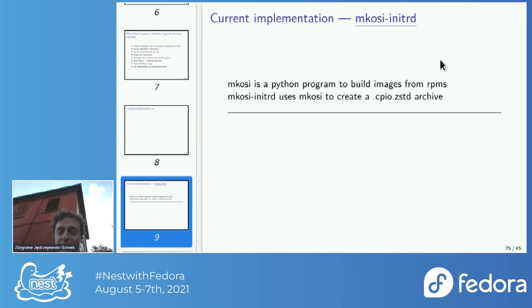mkosi is a Python program that was created for the purpose of testing systemd on different distributions. So it's like a small helper that will call, for example, DNF to install Fedora packages, or it will call Pacman to install Arch packages, and so on. It sets up a temporary device and an area to do the installation, but the actual installation is done by programs specific to some distribution.